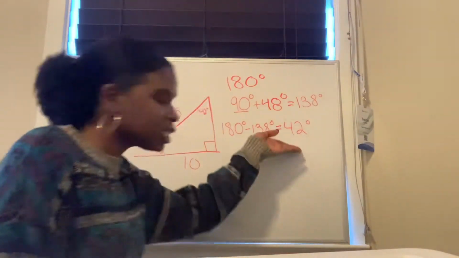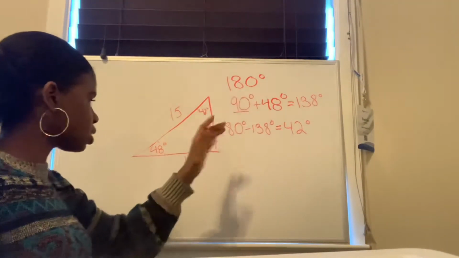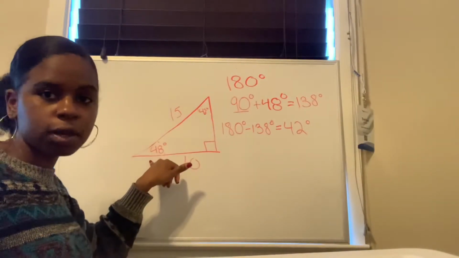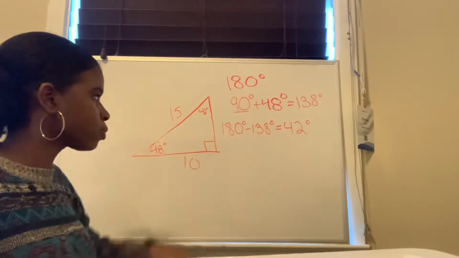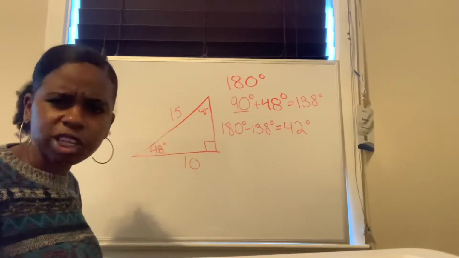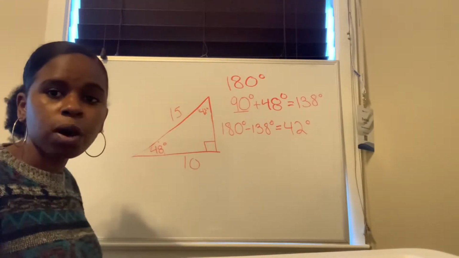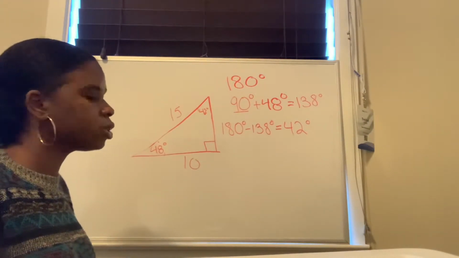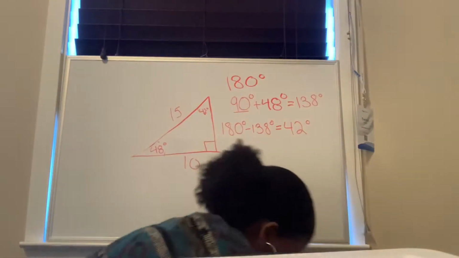So this was a simple way of doing it. Just take 180 minus the sum of the angle you found plus 90 degrees, because every right triangle has a 90-degree angle. But that's just a way to double check your math, making sure that you're understanding everything. We're going to do one more example, this time using tangent.